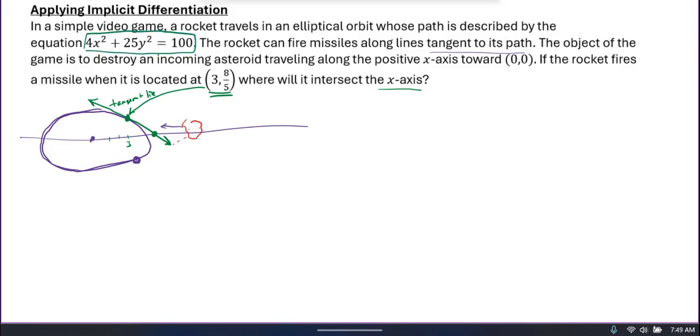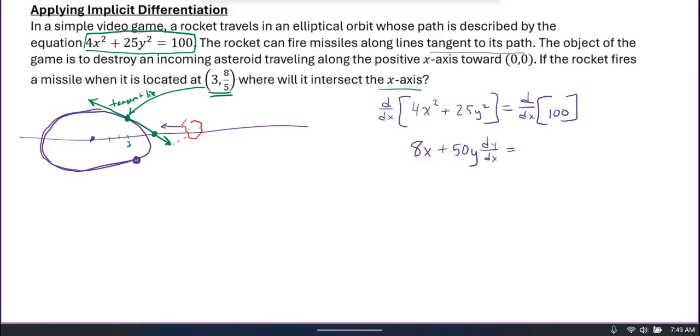I'm going to do that implicitly. So let's do that over here. Derivative with respect to x of 4x squared plus 25y squared on the left, and the derivative with respect to x on the right as well. So here we will get 8x plus 2 times 25, 50y, don't forget your dy/dx, equals the derivative of 100, which is 0. If we subtract 8x from both sides, we get negative 8x, and then divide by 50y, we get that. It looks like you can simplify by dividing by 2 over 2. So we get negative 4x over 25y. That's a fine derivative answer.